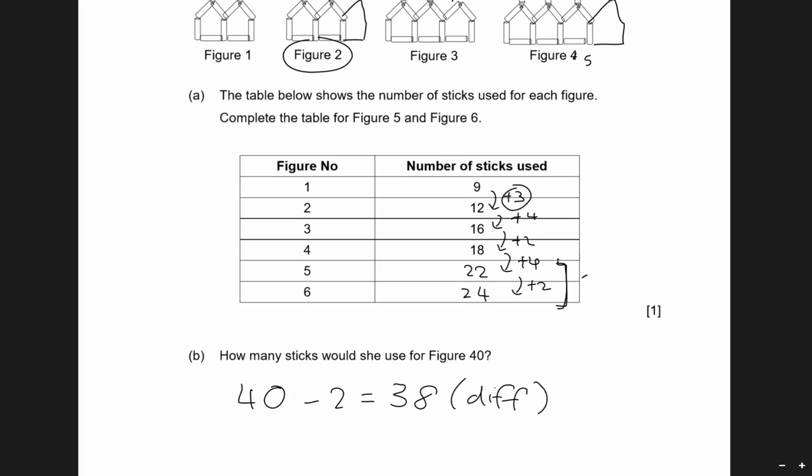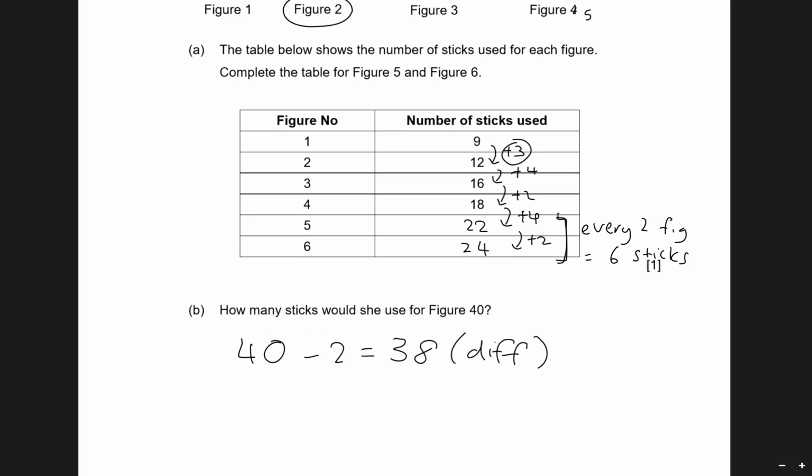Now, for every 2 figures, you notice a total of 6 extra sticks are used. And there are altogether 38 figures from figure 2 to figure 40. I say that every 2 figures, 6 sticks are going to be used. So there are altogether 38 figures, and every 2 figures means there are altogether 19 sets of 6 sticks that's going to be included.